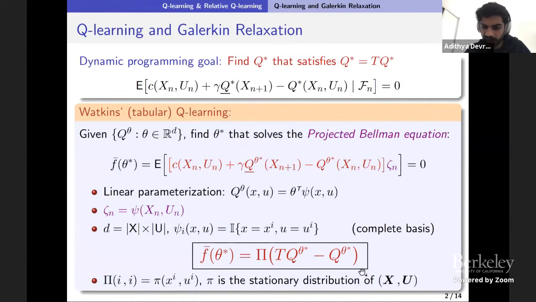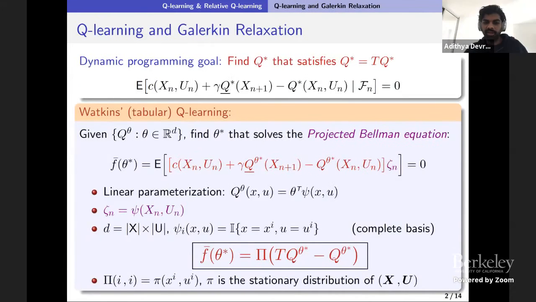So let's say you solve f-bar of theta star equal to 0. Clearly, if your exploration policy is chosen in such a way that the stationary distribution of (x, u) is non-zero for each and every x and u, then solving f-bar of theta star equal to 0 is equivalent to solving this Bellman equation. That should be clear from looking at this equation here, and that's the reason the tabular Q-learning algorithm is known to solve for the exact Q function.